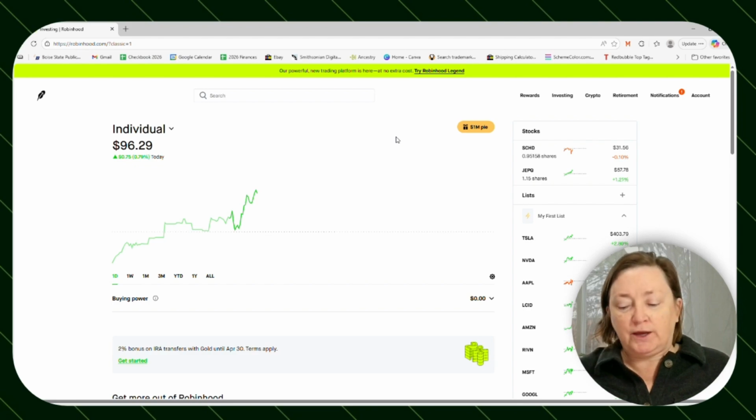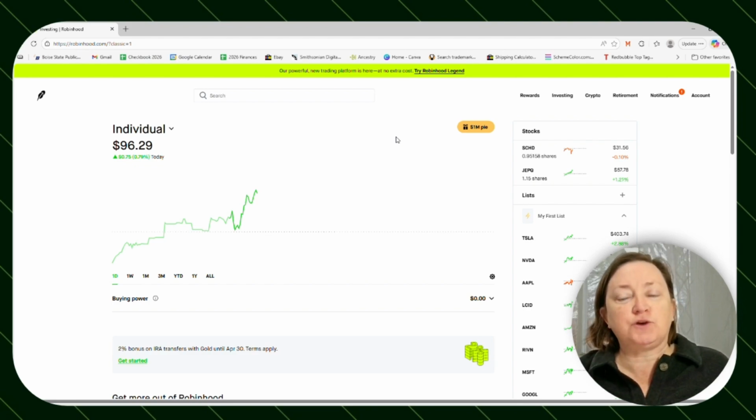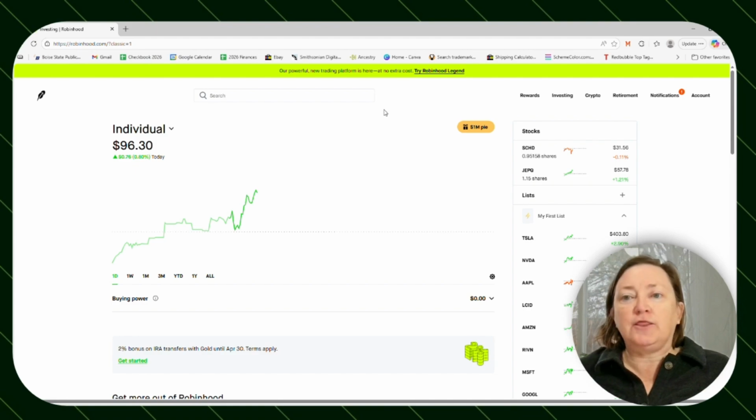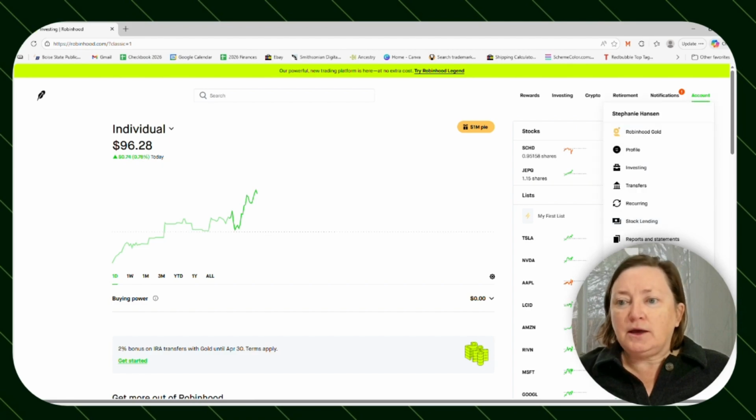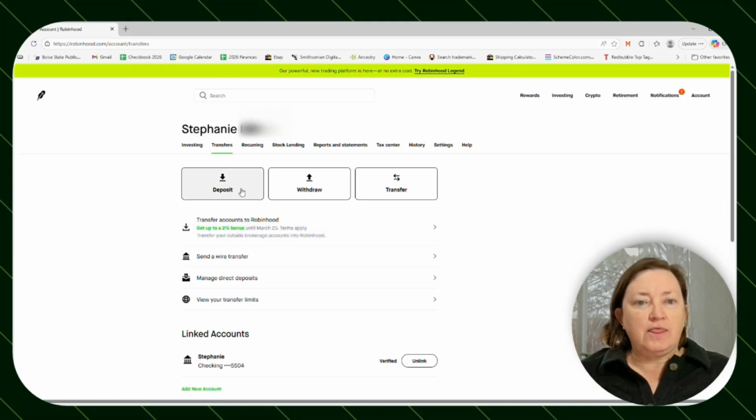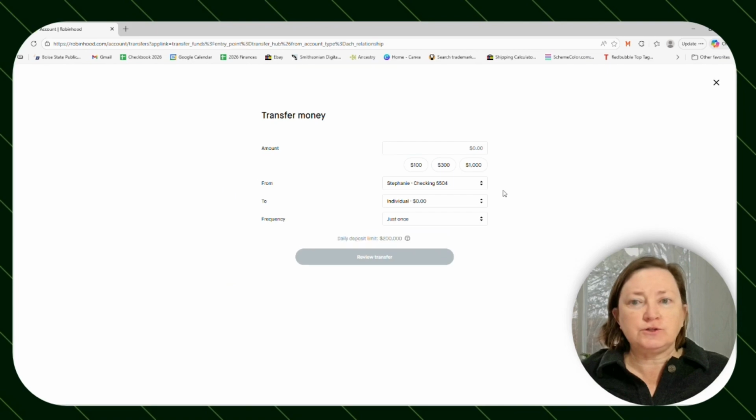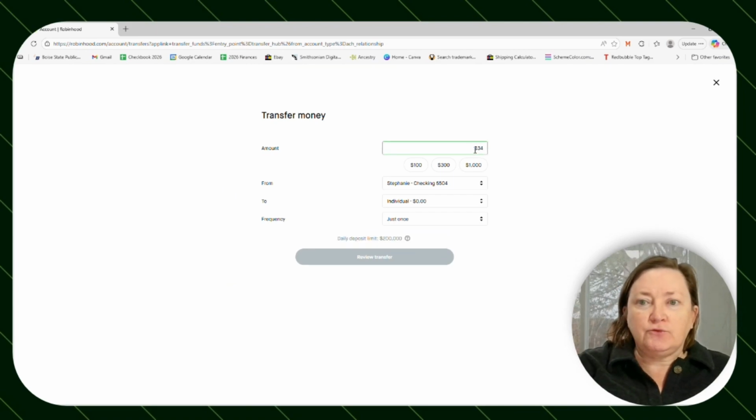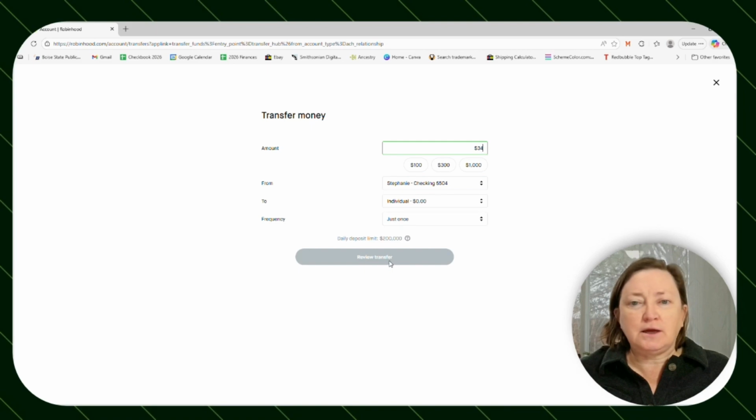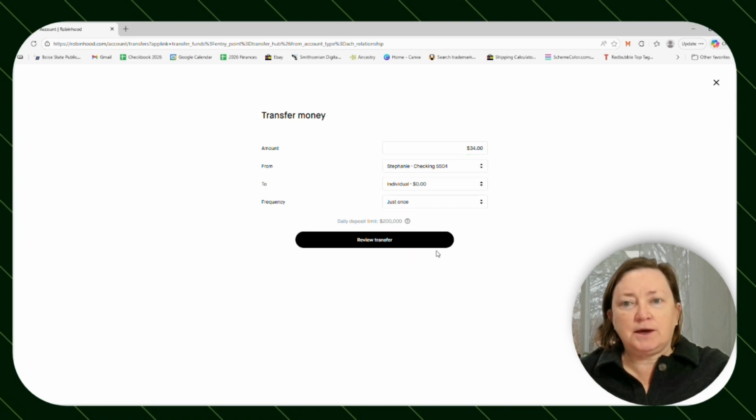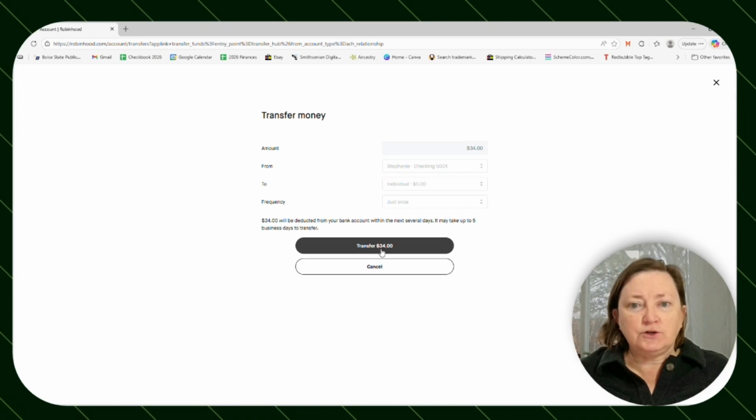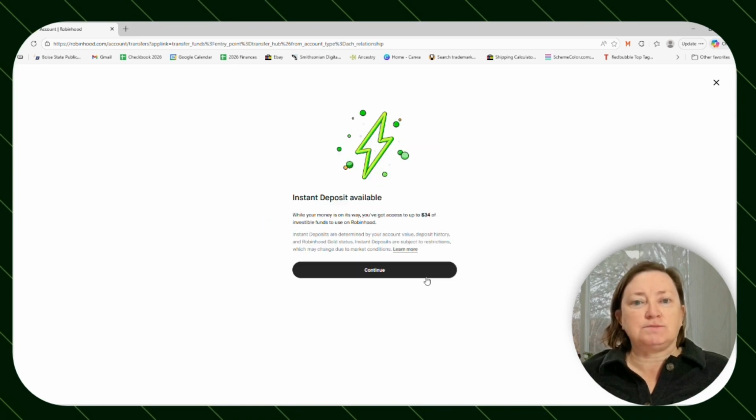Last week I was rolling and I rolled $24 for today's trade, and then I've got my regular $10, so I need $34, and I'm going to transfer money from my checking account. I just go to account and then transfer, and then I need to deposit the $34. So I'm going to just type in 34, come in from my checking, and we're just going to do this one time. Go to review the transfer of $34, and because this is a small amount, Robinhood's going to give me easy access to this money.